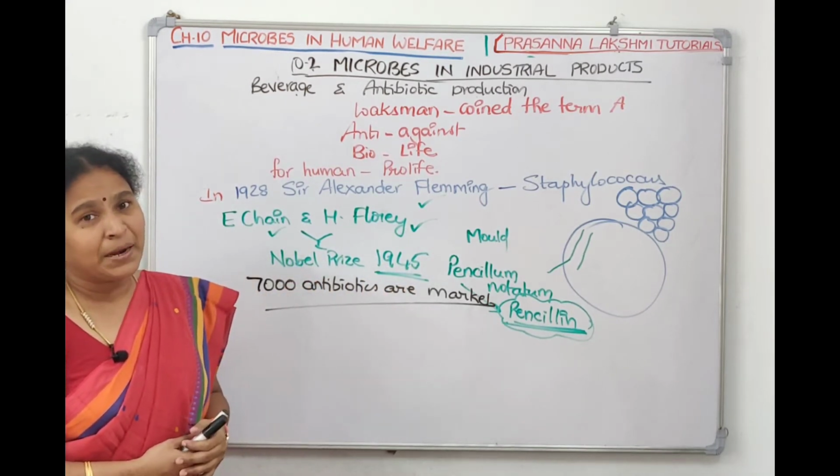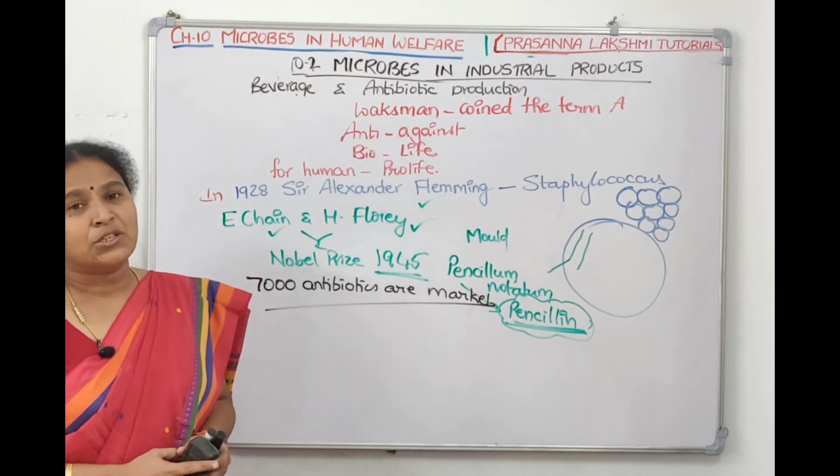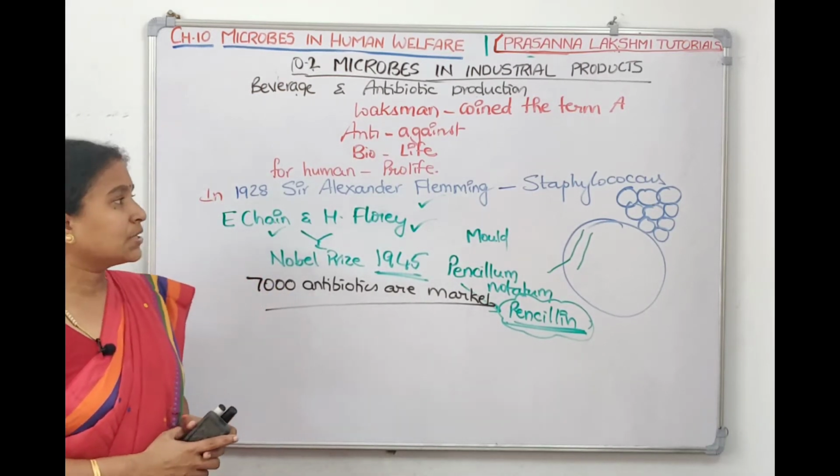And now how many antibiotics are there available in the market? 7,000 antibiotics are there in the market. With these antibiotics doctors are able to treat so many disorders. Take a screenshot.